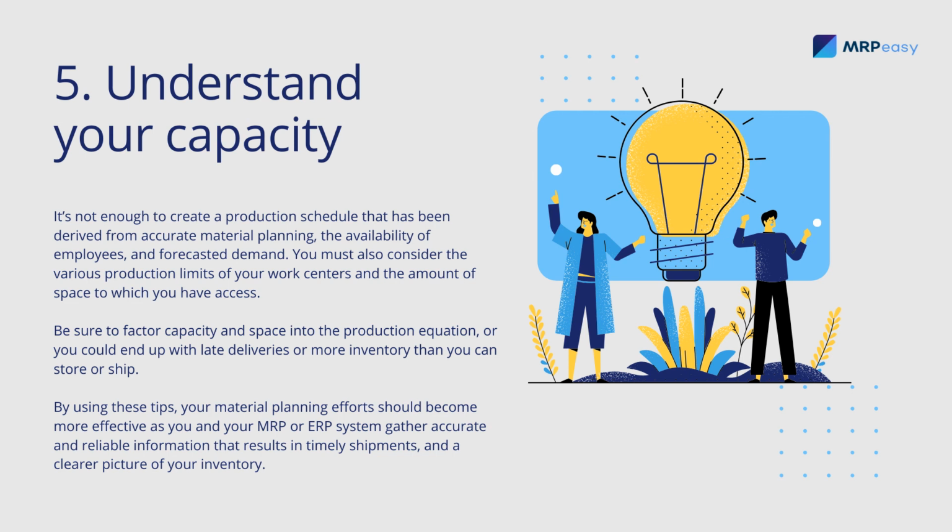Number 5. Understand your capacity. It's not enough to create a production schedule that has been derived from accurate material planning, the availability of employees, and forecasted demand. You must also consider the various production limits of your work centres and the amount of space to which you have access. Be sure to factor capacity and space into the production equation, or you could end up with late deliveries or more inventory than you can store or ship.